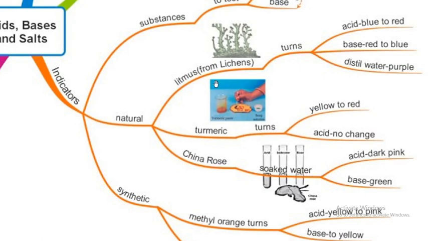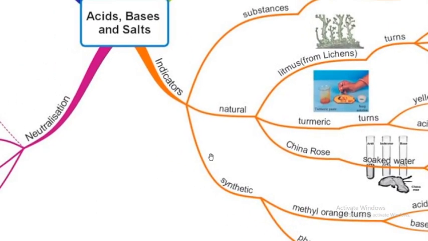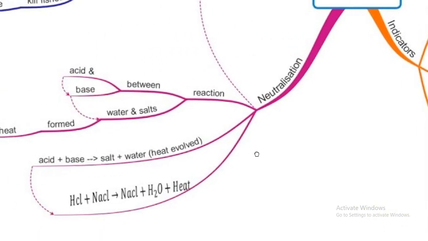For example, litmus is obtained from lichen, and turmeric is a natural substance which is used in households also. China rose is obtained from flowers. So these have sources in natural form, so they are called natural indicators. Whereas synthetic indicators like phenolphthalein and methyl orange are prepared in the laboratory, so they are called man-made or synthetic indicators.